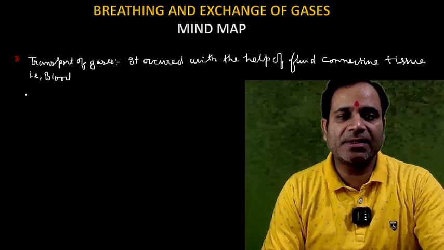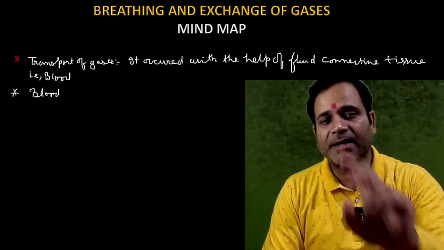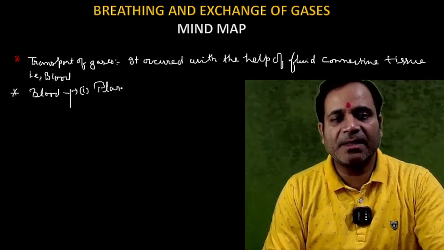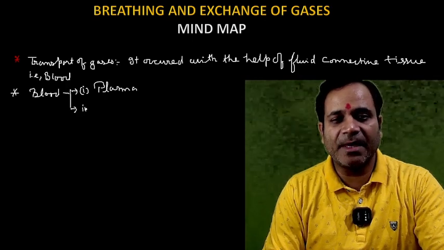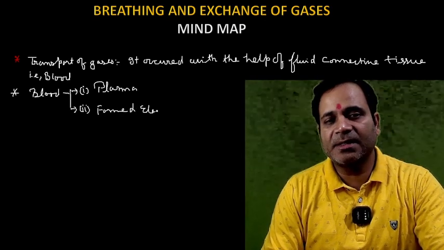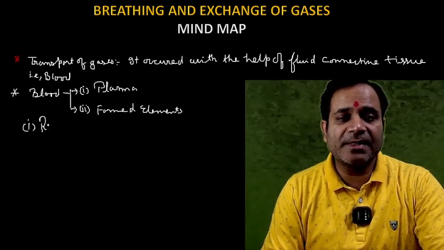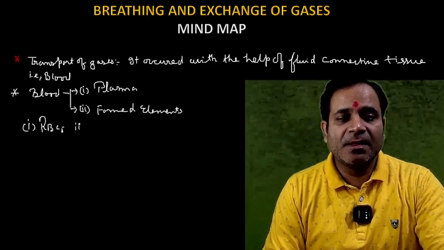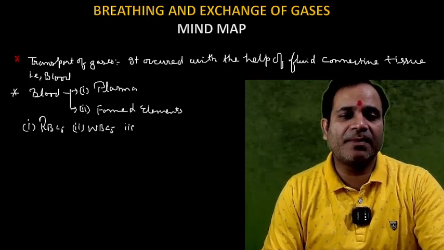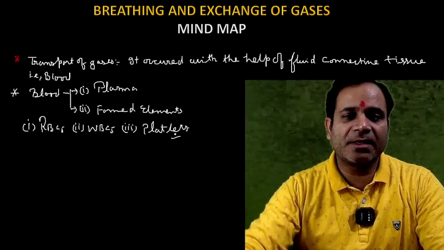And blood consists of two parts, as you all know. Number one is plasma, my dear. And the second one is formed elements. And these formed elements are: first RBCs, second WBCs, and third platelets, my dear. So these all are the formed elements.